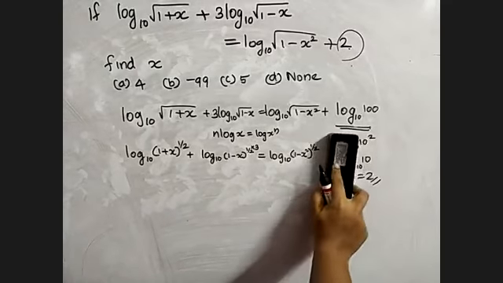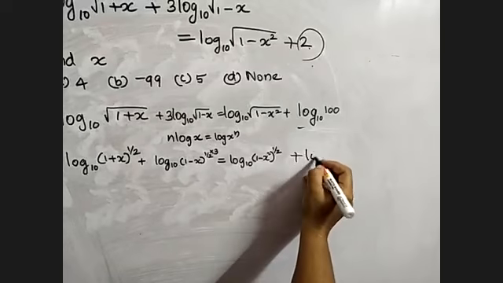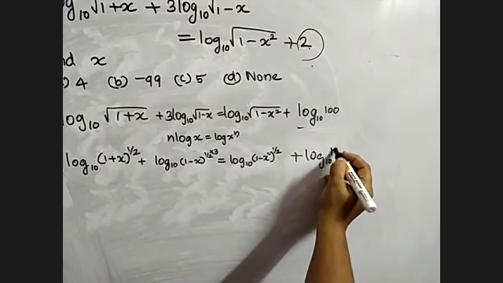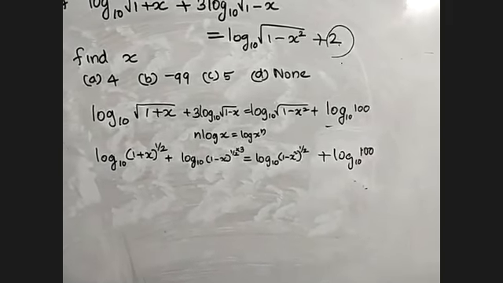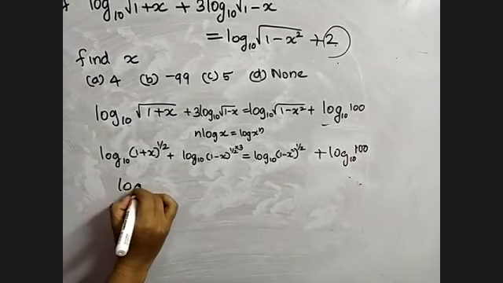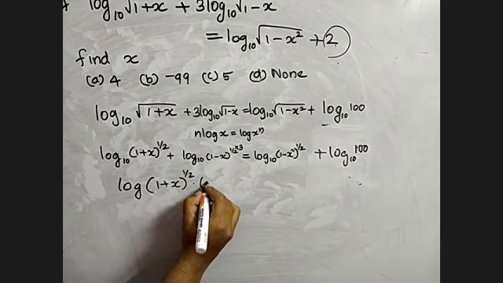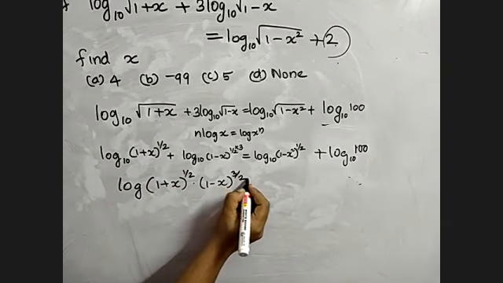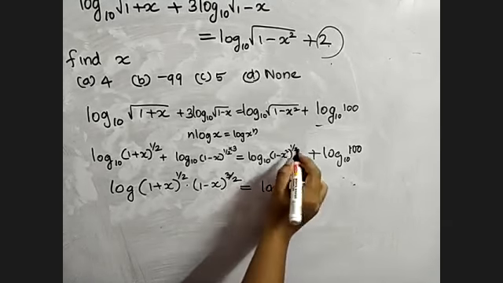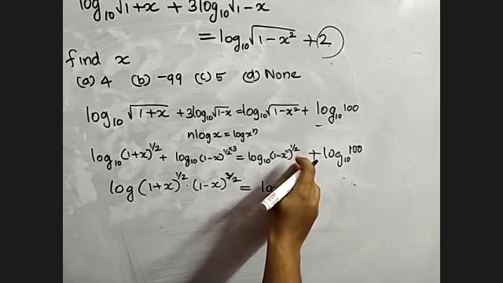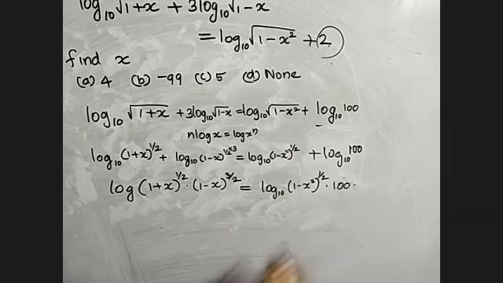Okay. Plus log to the base 10 100. Now apply log x plus log y. Log x plus log y is log xy. So log of 1 plus x raised to 1 by 2 into 1 minus x raised to 3 by 2 is equal to log of 1 minus x square raised to 1 by 2 into 100.